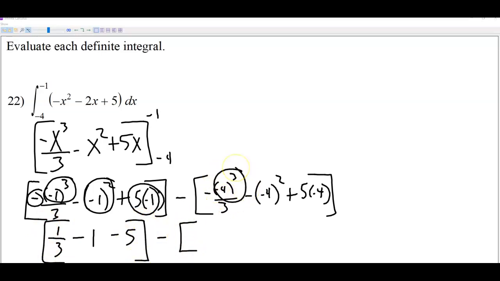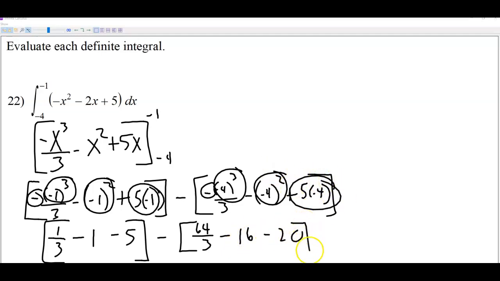This is going to be a pretty hefty number. -4 to the third power is -64, but there is a negative in the front, so it becomes a positive 64. -4 squared is 16, but there is that minus in the front still, and then 5 times -4 is -20.